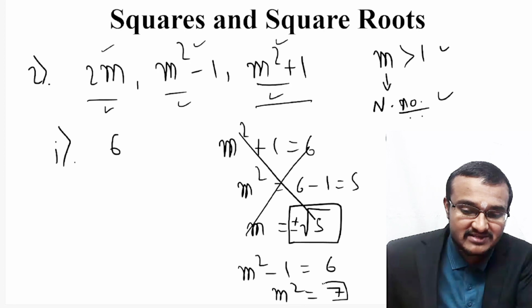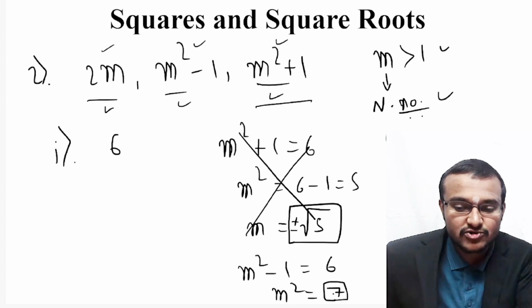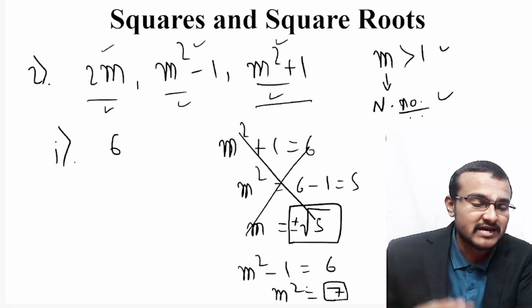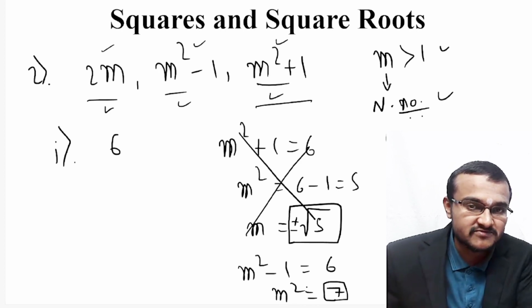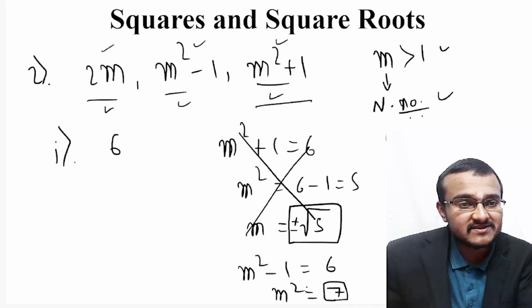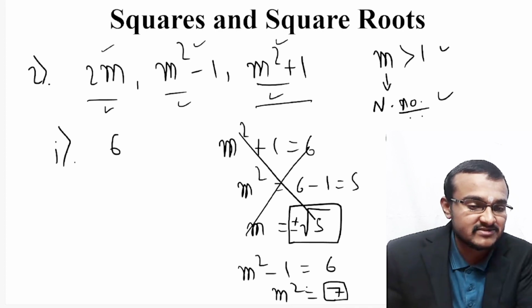That means here 7 is also not a perfect square. So if you take the square root of this 7, you will get some decimals, because m square is 7. So m will be equal to square root of 7, which will be in decimals. That means here you are getting the answer in fractions or decimals. That means here 6 is not equal to m square minus 1.